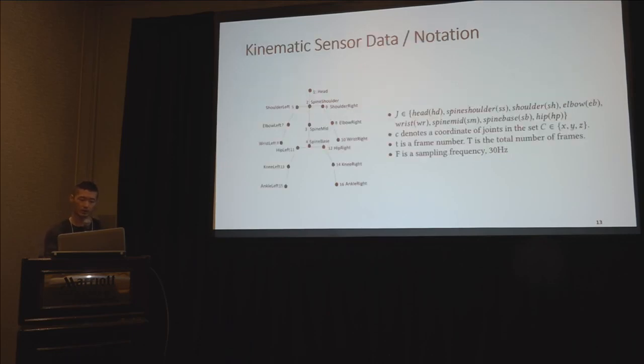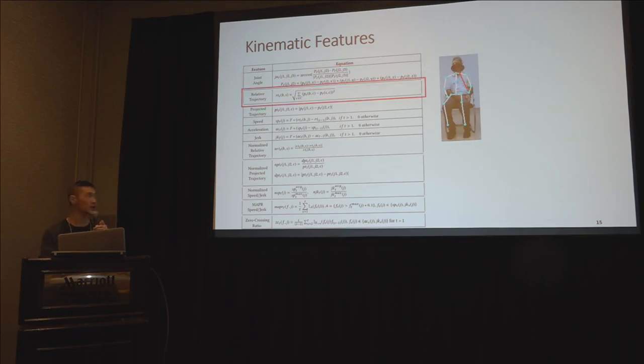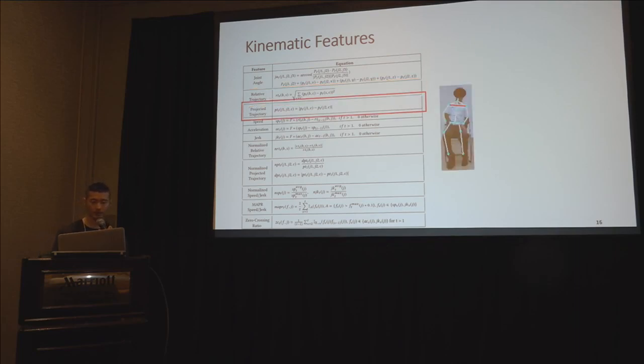So we track 16 joints, and we compute multiple kinematic features. Joint angle indicates the angle between three selected joints, relative trajectory indicates the Euclidean distance, and projected trajectory indicates absolute distance in a particular axis. And we also have some speed-related measurements and some normalization to compensate for individual differences.